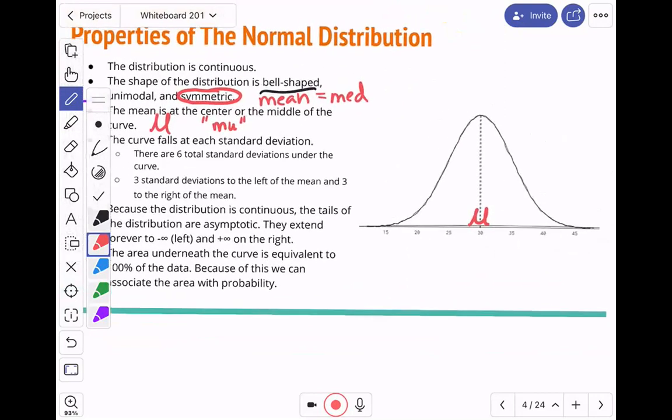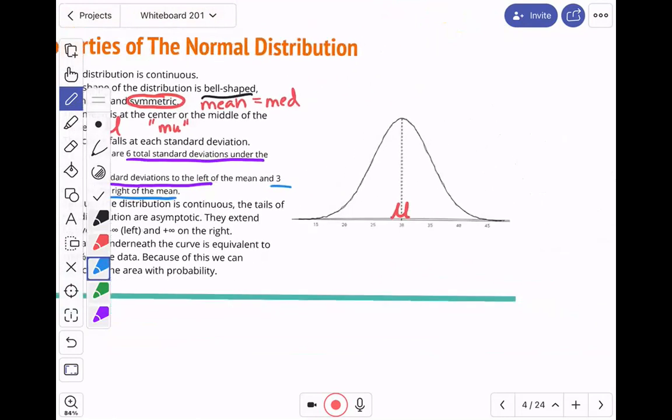There are 6 standard deviations underneath the curve. I know we talked about that in the empirical rule, but in case you forgot, there are a total of 6 standard deviations underneath this curve. There are 3 standard deviations to the left, and another 3 to the right of the mean.